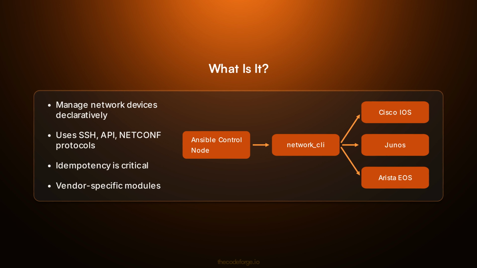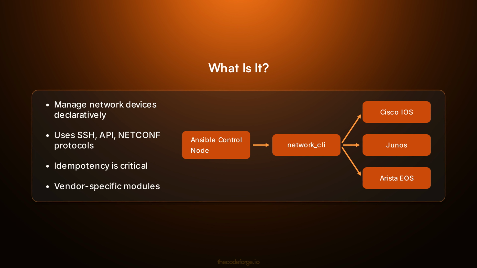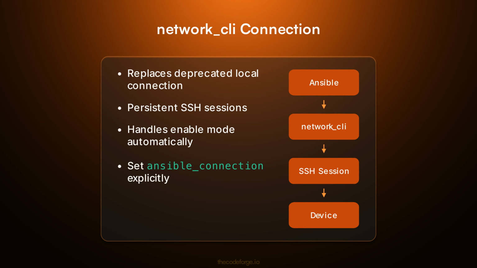Ansible Network Automation allows you to manage network devices using the same declarative model as servers. The core connection plugin is Network-CLI, which manages persistent SSH connections and handles privilege escalation. Vendor-specific modules like ios_config and junos_config use this connection to push configurations idempotently. The Network-CLI connection plugin is the standard for SSH-based network automation.